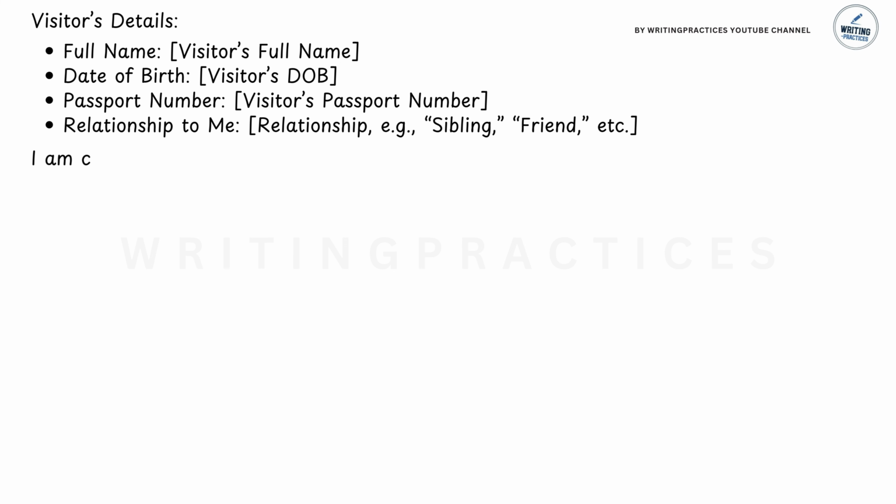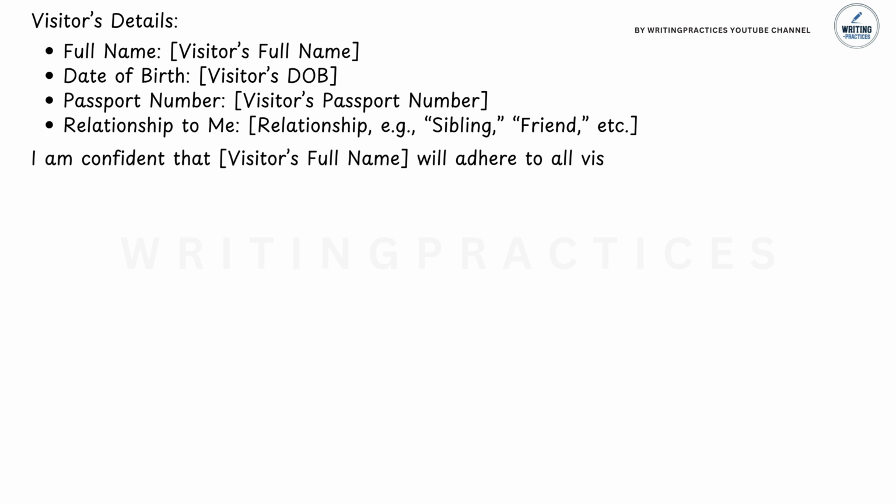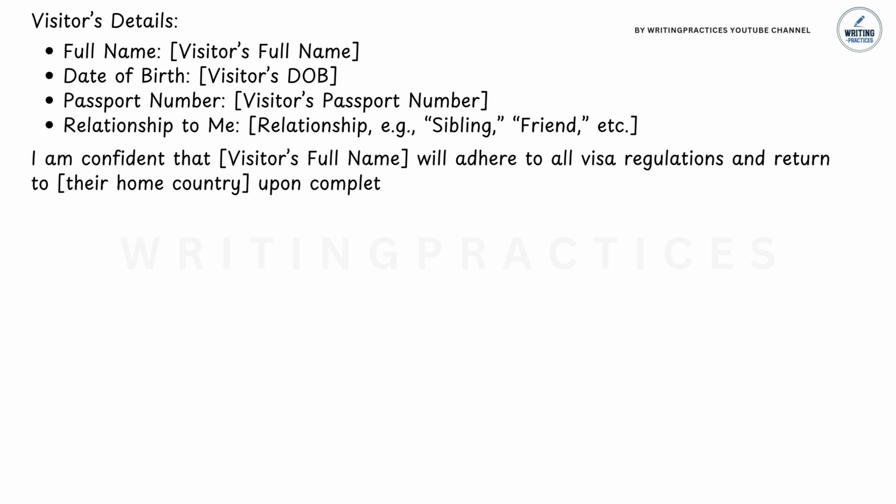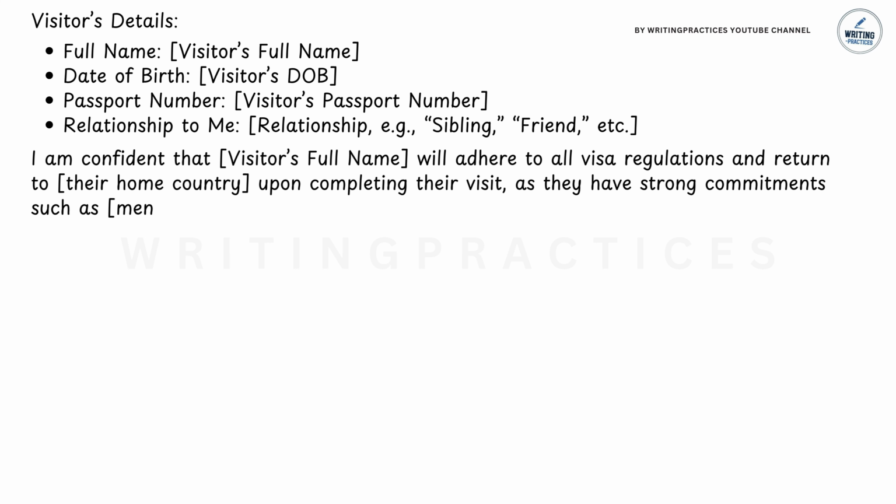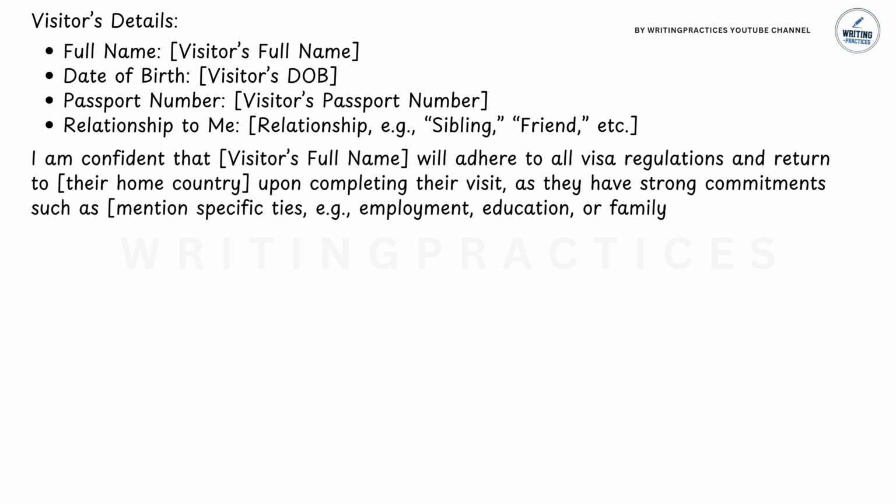Body paragraph 3. Assurance of return. In the final body paragraph, address the visitor's intention to return to their home country. For example, Jane has assured me of her intention to return to India after her visit. She has strong commitments, including her job as a marketing manager and her family responsibilities in Mumbai. This section is critical because it addresses one of the visa officer's primary concerns, the visitor's likelihood of returning home after their trip.